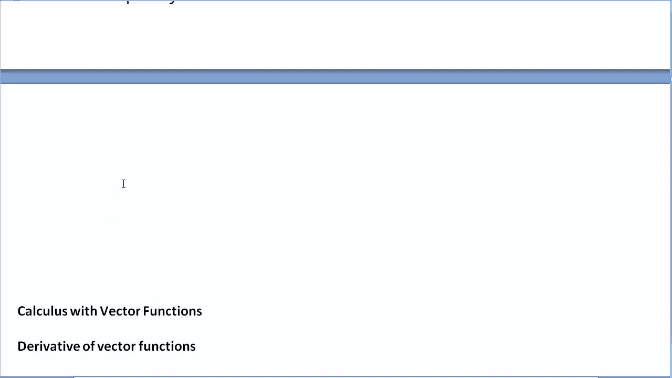Previously we had an introduction to vector functions. Now we're going to do calculus with vector functions. So that means two things. We're going to talk about derivatives and integrals. Also talk about some applications.